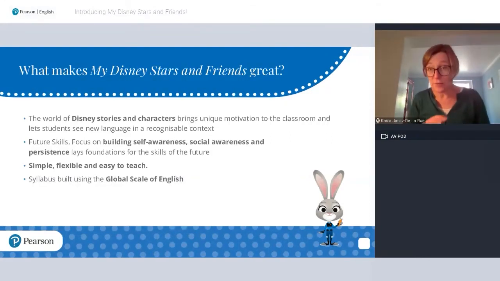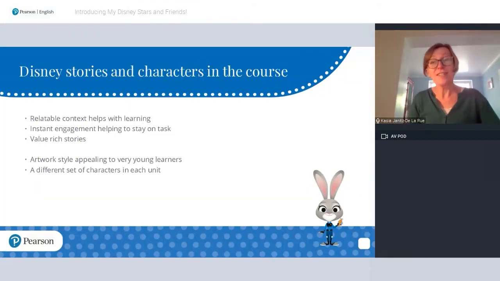The second one is future skills, and we are focusing on these aspects which are usually referred to as social and emotional development. And in particular, we are focusing on building self-awareness, social awareness, and persistence and growth. And also, I would like to show you how the course is simple, flexible, and easy to teach, and that the syllabus is built using the Global Scale of English. So we're going to look at each of these aspects separately now, starting with Disney stories and characters.